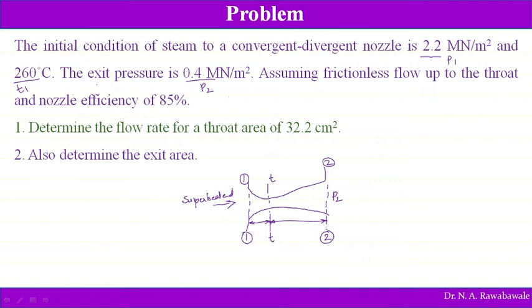Then he says that the efficiency of this nozzle is 85%. Determine the flow rate for a throat area of 32.2 centimeter square. So the area at throat, AT, is given in centimeter square, and we also have to determine the exit area, A2. These two things are asked.